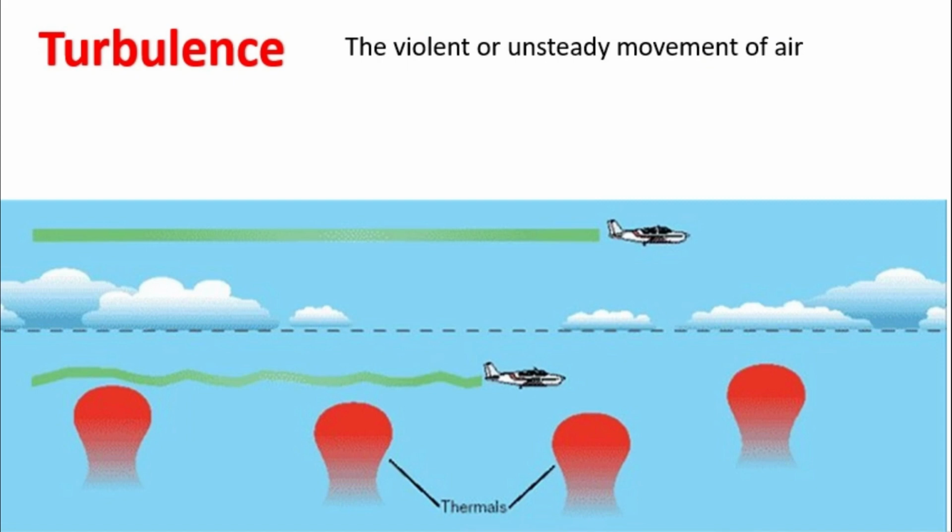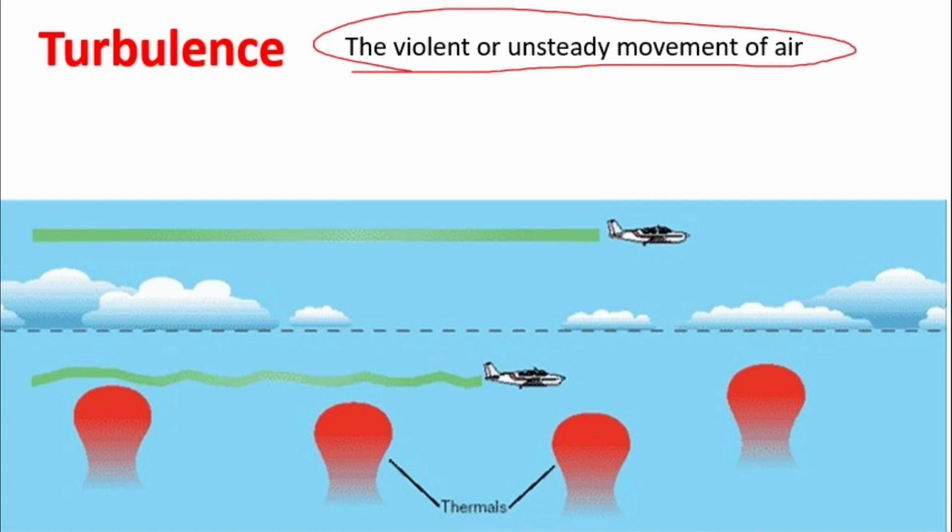Turbulence. If you've ever been on an airplane and feel a bumpy ride, that's what we call turbulence. This is a definition of what turbulence is. It's the violent or unsteady movement of air. But the question is, what causes it? Well, here we've got a little patch of rising warm air. Here we got another one. Here we got another one.